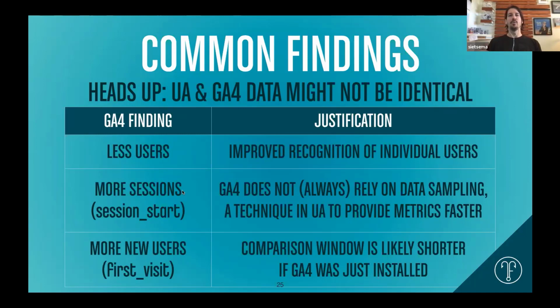Data sampling is an operation that is utilized by Universal Analytics to sample or take a portion of the data and then extrapolate in reports, which is not that helpful because it can be somewhat misleading. Almost all of the reports within GA4 do not rely on sampling. So you might see some more sessions in there because we're not sampling as much. And lastly, you might see some more new users, because the moment you start tracking things in GA4, everybody's a new user to GA4 anyway. So if you see these types of things when you're comparing the data, that's probably just fine.